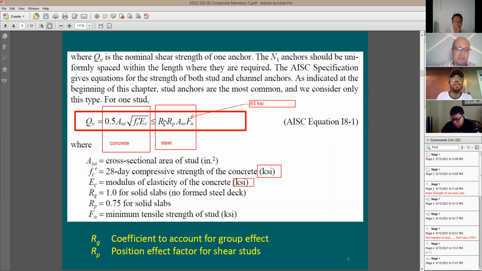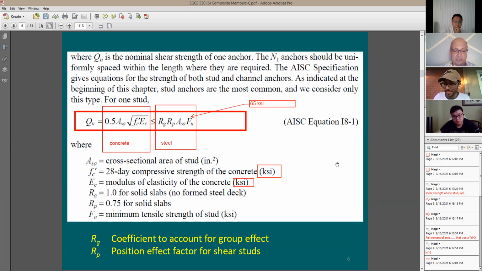If you just have one stud, I'm going to give you here a factor of one. Once you start to add a stud, I need to reduce it. So you're going to have an RG that has a value less than one. Okay. How about the RP?